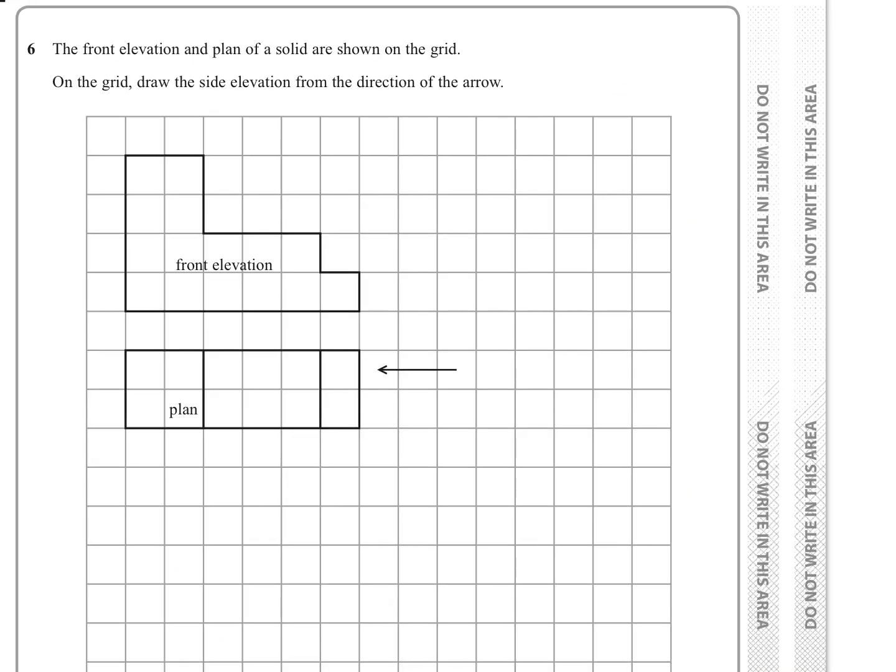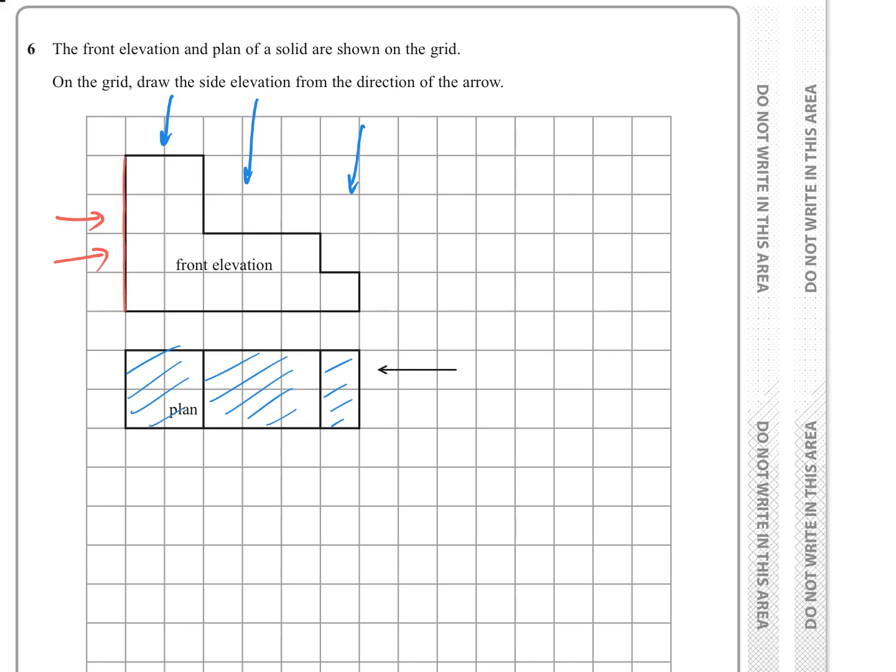Question 6, we've got the front elevation and a plan. So the plan is like looking down on the object from overhead. Imagine you're flying over the top of it, and you would see this situation here. So the only other elevation is to look at the side one, so we're looking at it from here. So my advice is I would look at this bit first.